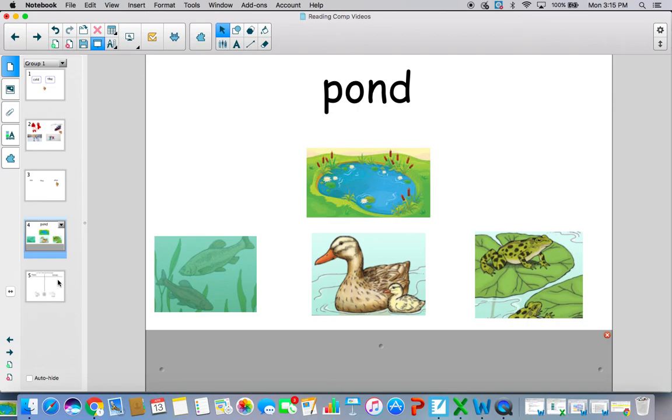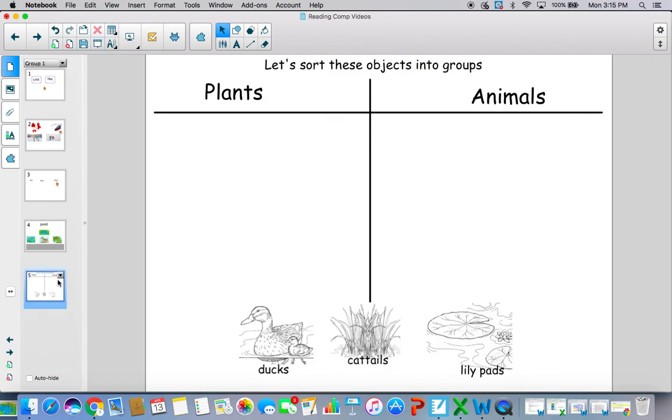So in our story, we read about lots of different things that you see when you go to a pond. Here are some things that we saw from the story. We saw ducks, cattails, and lily pads. Sometimes when you're reading, we classify or we sort objects into groups. It helps us remember about the different kinds of things that we read about. So in our story, we read about ducks, cattails, and lily pads. We're going to sort our objects into groups. Some of them belong in the plants group and some belong in the animals group.